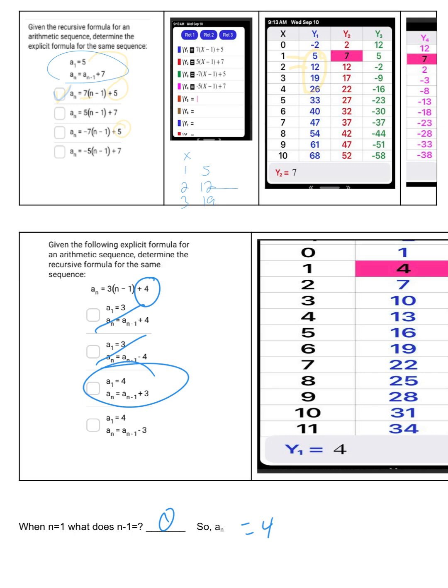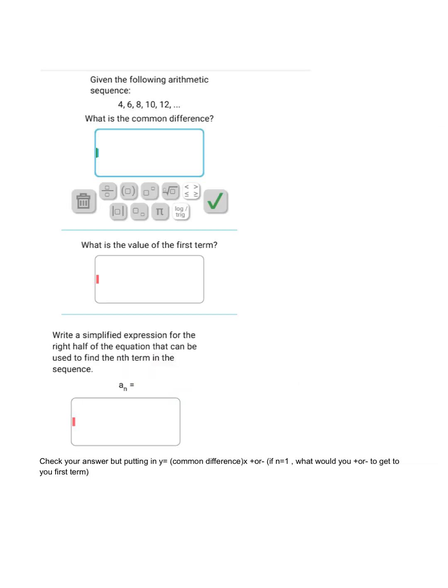Okay, one more. And this one, the first two questions are super easy. What is my common difference? 4, 6, 8, 10, and 12. 2. Okay, what is the value of my first term? 4. Okay, super easy. So our common difference, remember, is your slope.